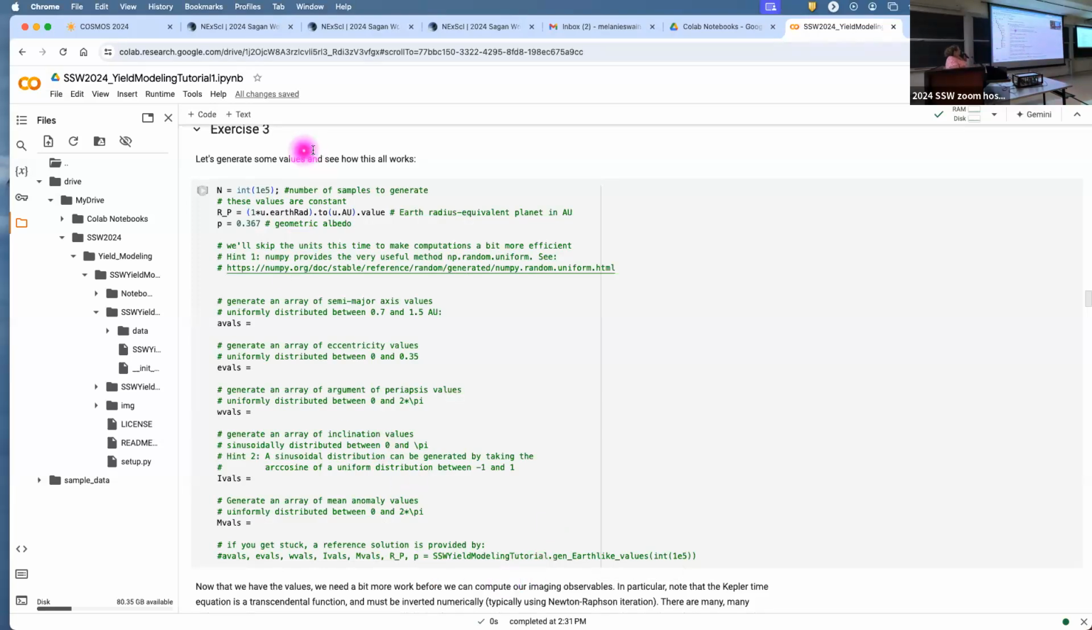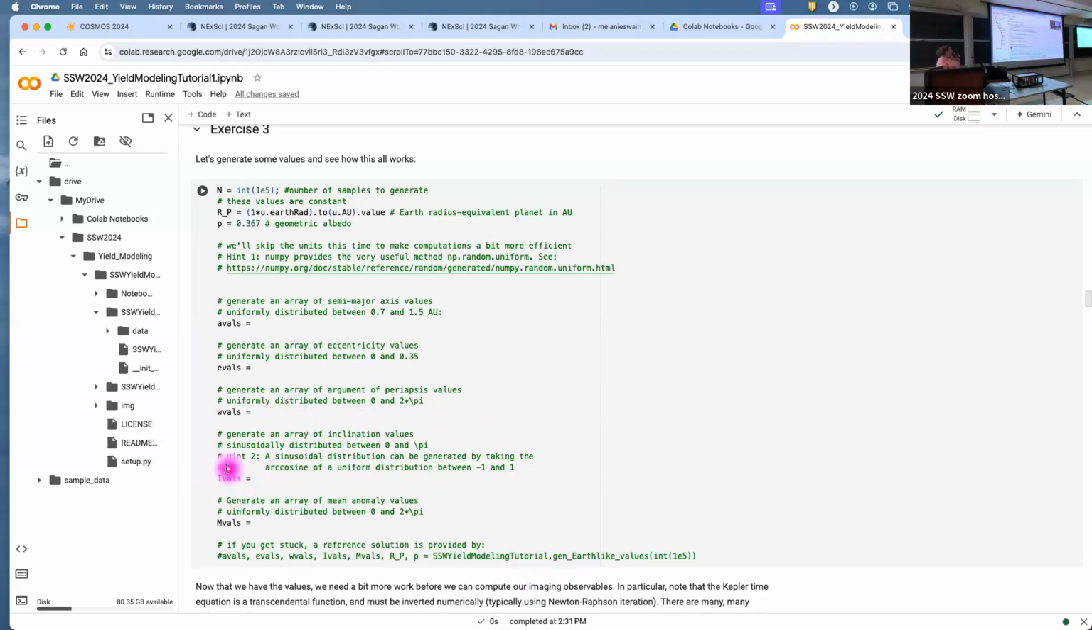is to program your values for the semi-major axes, so what your values of A are going to be. In essence, you want to do a random draw on a uniform distribution. If you want some help, here's a reference on NumPy and their random uniform distribution. You also need to generate an array of eccentricity values that's uniformly distributed between 0 and 0.35, as we already discussed. And then we want a uniformly distributed angle between 0 and 2 pi for little omega.